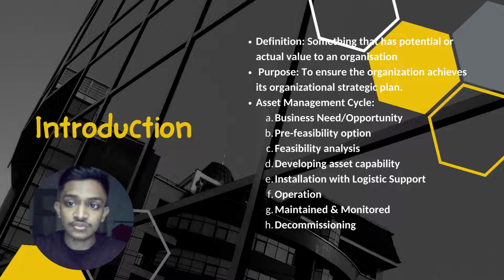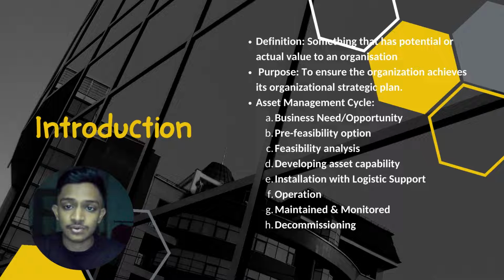Before proceeding any further to this project, let me briefly give an introduction about asset management as a whole. First thing first that needs to be understood is the definition of the asset itself, which is something that has potential or actual value to an organization. The whole purpose of having good asset management is to ensure the organization achieves its organizational strategic plan. Thus, when we are talking about good asset management, there are a few steps that need to be obeyed, or we call it the asset management cycle.